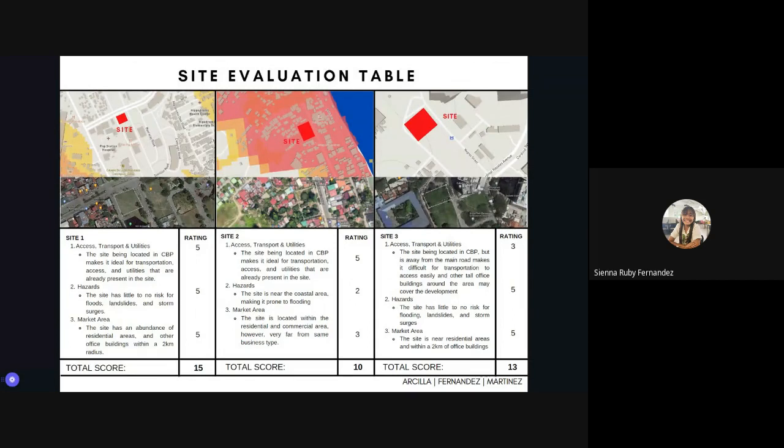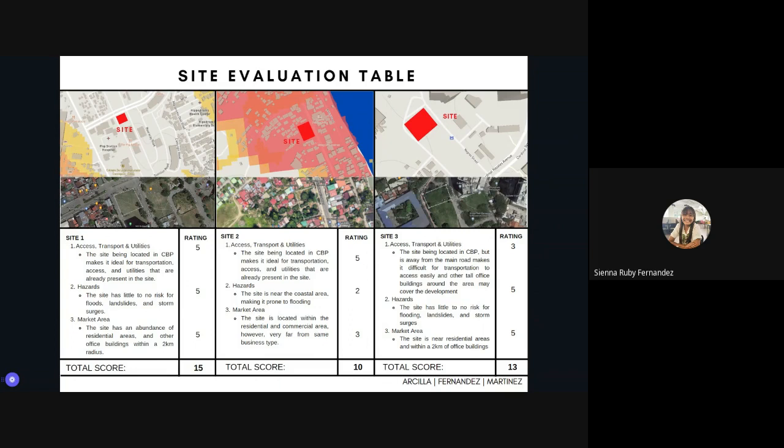For the site evaluation, for Site 1, we rated access, transport, and utilities as 5, since the site is located in CBP. That makes it ideal for transportation, access, and utilities that are already present in the site. For hazards, we rate it as 5, since the site has little to no risk of floods, landslides, and storm surges. For market area, it was also 5, since the site has an abundance of residential areas and other office buildings are within a 2 kilometer radius. So that would be a total of 15 as the rating for Site 1.